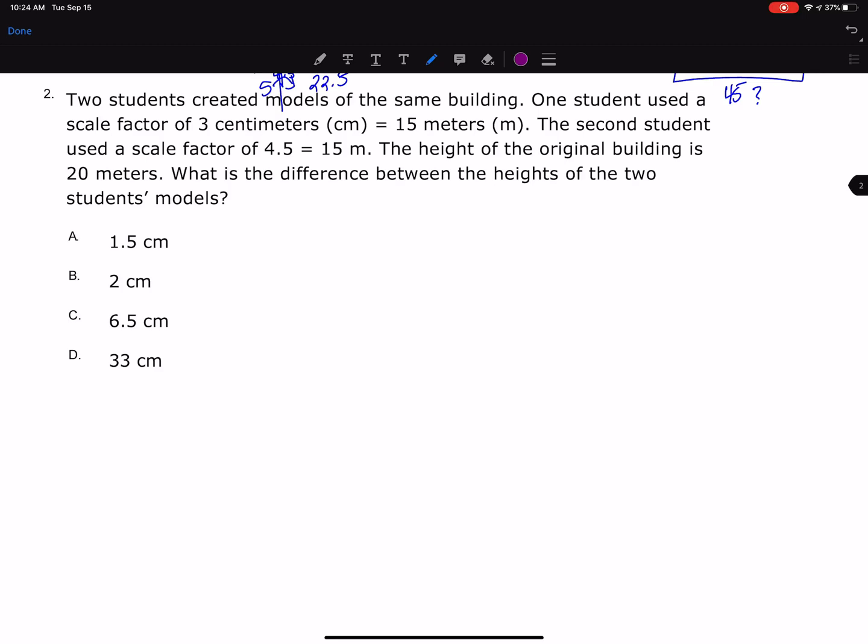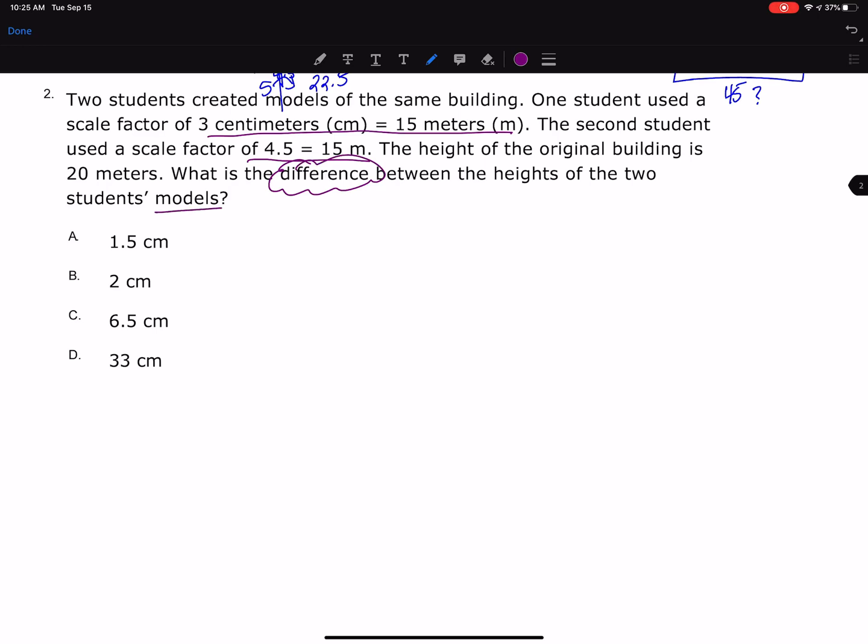Question number 2. Two students created models of the same building. One student used a scale factor of 3 centimeters equals 15 meters. The second student used a scale factor of 4.5 centimeters equals 15 meters. The height of the original building is 20 meters. What is the difference? That means I'm going to subtract between the heights of the two students' models.